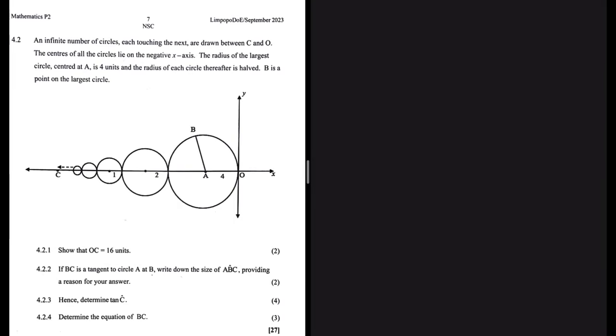An infinite number of circles, each touching the next, are drawn between O and C. Let's just go ahead and highlight that. We have O at our center and C there. And then the centers of all the circles lie on the negative x-axis. The radius of the largest circle centered at A is 4 units. And the radius of each circle thereafter is halved. B is a point on the largest circle. 4.2.1: show that OC is equal to 16 units. We're supposed to show that OC is equal to 16 units.